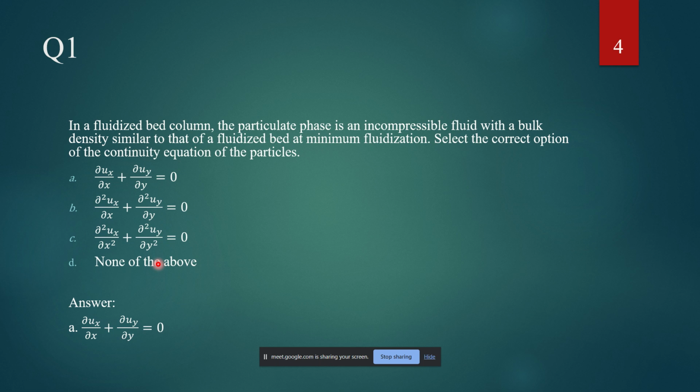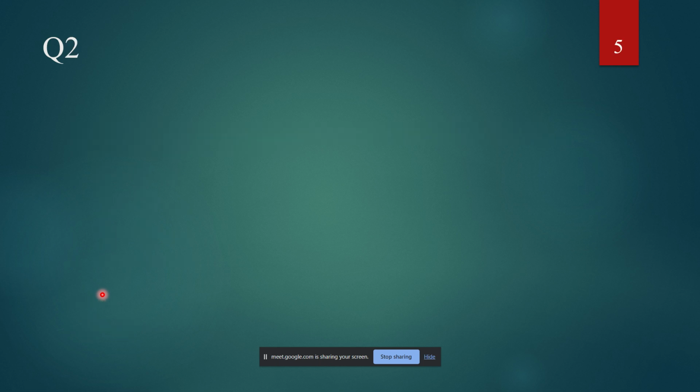What is the fourth assumption in the Davidson model? The pressure throughout the bubble is constant, and the particulate phase behaves as an inviscid liquid, and also the bubble is assumed to have a circular cross section. So with all these model assumptions, the equation is framed, and the first equation is ∂ux/∂x plus ∂uy/∂y is equal to 0 for the particulate phase. So it is the continuity equation of the particles.